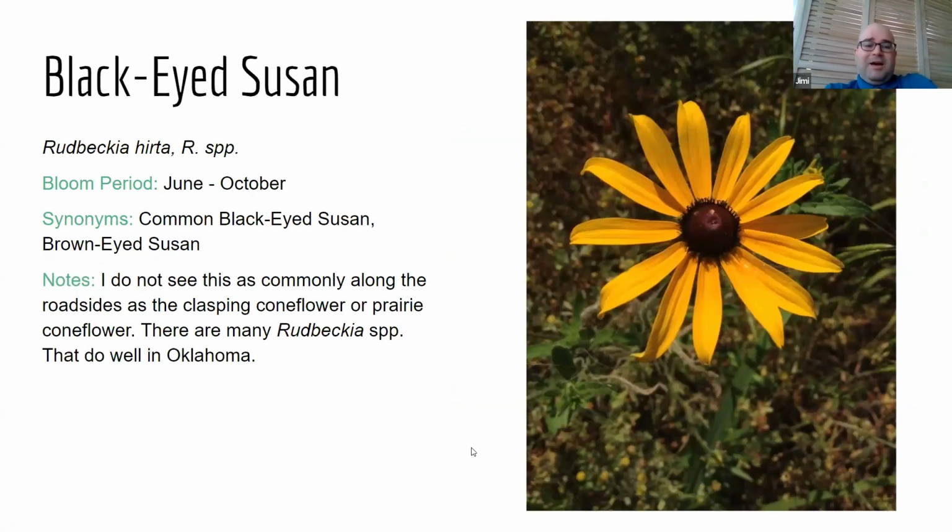Next is your just common black-eyed Susan, or sometimes called brown-eyed Susan. I don't actually see these very commonly on the roadside. Now, in trade and in seed mixes, these are very common, but coneflowers in general, especially the Rudbeckia, in Oklahoma's roadside, especially north central Oklahoma, I see more of the collapsing coneflower and the prairie coneflower. But this can also have the same maroon center sometimes, or sometimes it can be yellow. The cone's a little bit different shape, and these leaves do not clasp the stem.